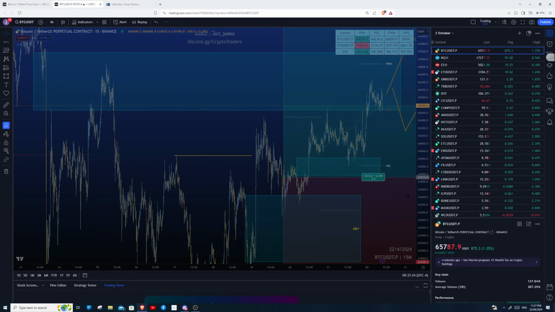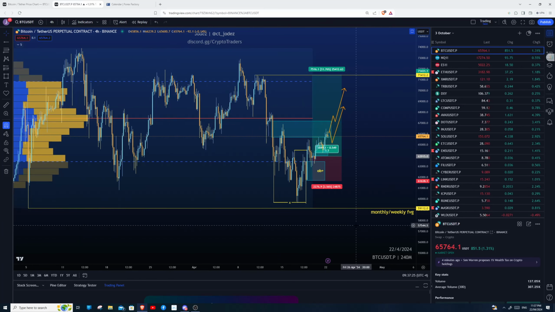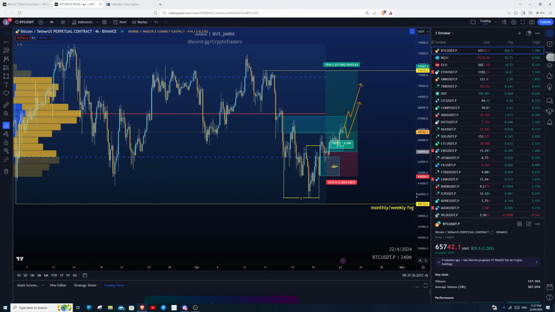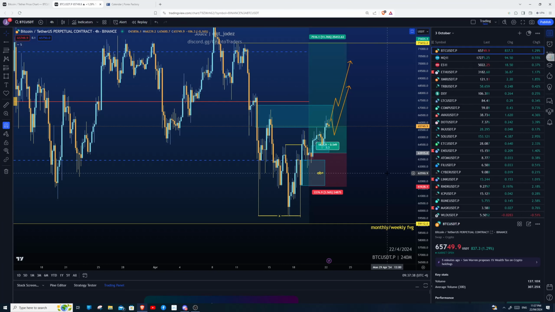So I think I'll pretty much call it here for today. Outlook has been provided, and we just react to what the New York session is doing today and tomorrow, and plan accordingly for the rest of the week. But pretty much the bias is definitely bullish for the short to medium term.